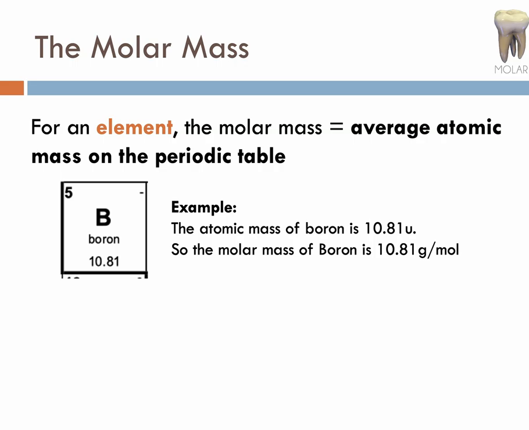So that number you can read right off your periodic table, the 10.81 right underneath the name of boron, or whatever the element is, is the molar mass. So if I ask you, hey, what's the molar mass of the element boron? It's just 10.81 grams per mole. And the unit when we talk about it as a molar mass is grams per mole, but it's the same number, just a different unit, different way of talking about it.